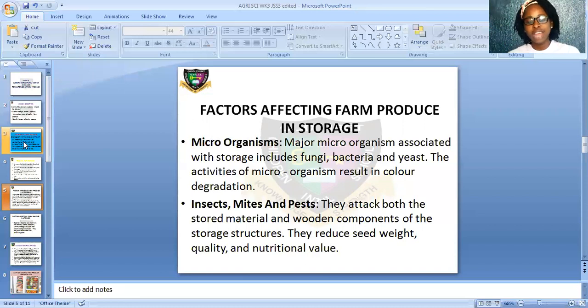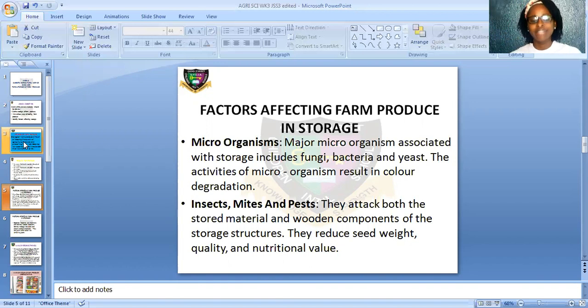Affected it where it is being stored. Or we have the yam tubers, where it's being stored. You find out that it has become rotten, because pests have affected it or eaten it, so it becomes rotten.